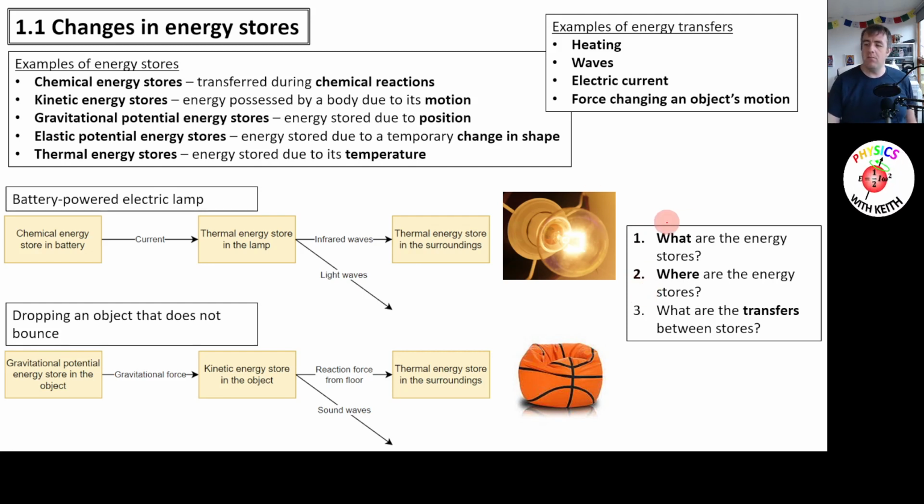So, things to remember when you're answering questions about energy transfers. Use these 3 bullet points to help you. What's the store, where's the store, and what's the transfer between the stores? So the first example, what's the store? Chemical energy. Where's the store? In the battery. And what's the transfer? Current. You don't have to have the store at the start. You could have the transfer at the start, okay?